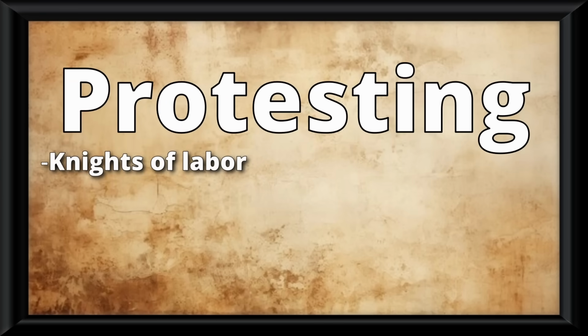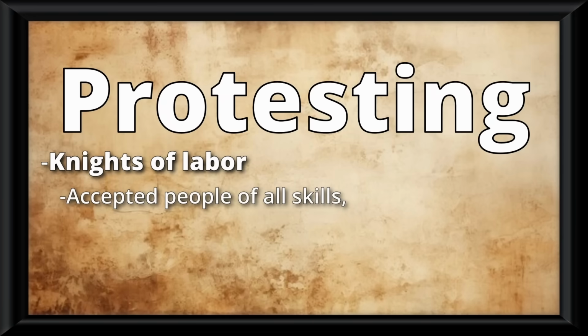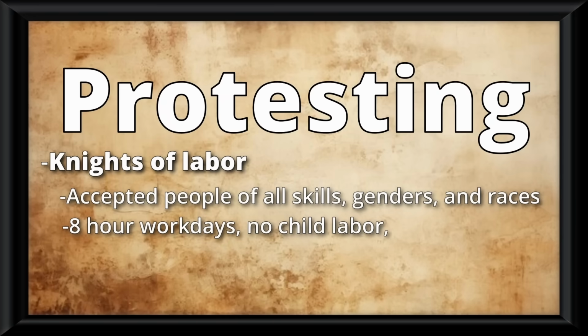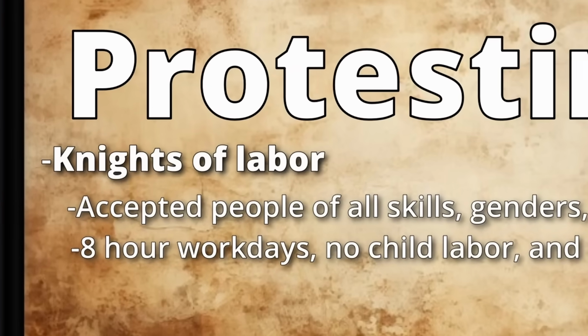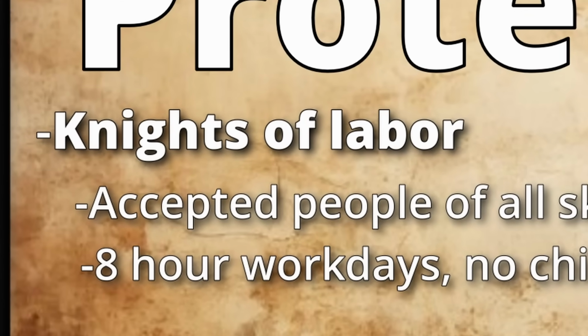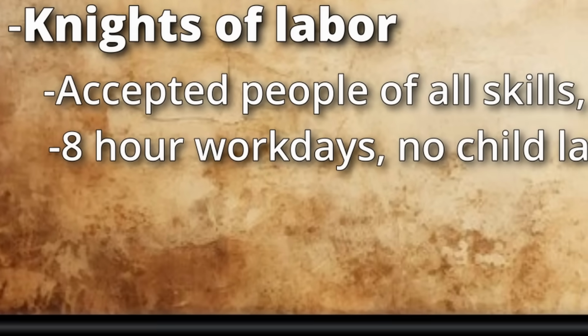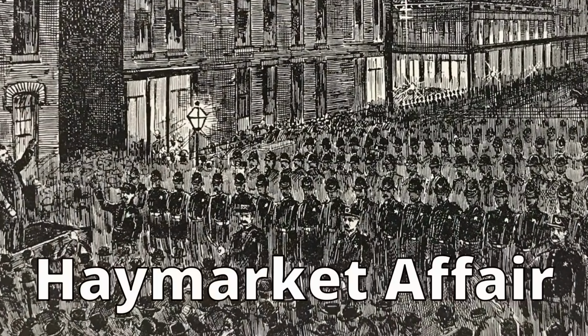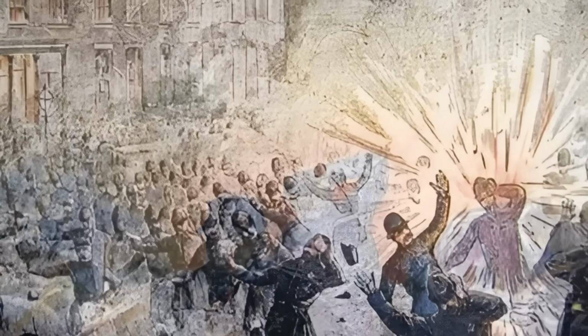The Knights of Labor was a union who accepted people of all skills, genders, and races. They argued for 8-hour workdays, no child labor, and equal pay. It's too bad that they were horribly unorganized, and they were also unfortunately blamed for this next thing, the Haymarket Affair. The story goes, workers were protesting against police violence against workers. One thing led to another, someone threw a bomb, and there you go, 11 people died.